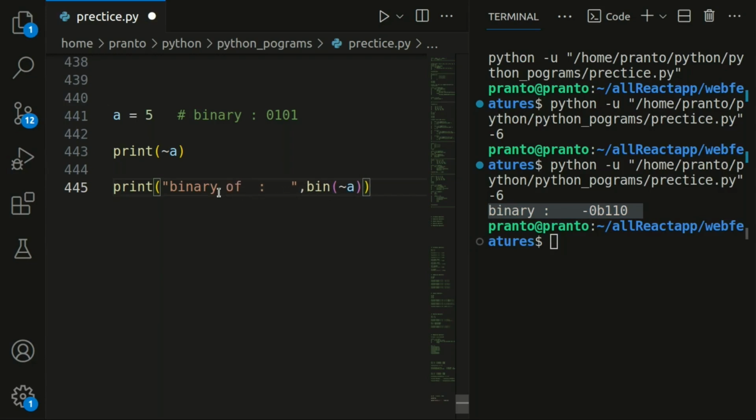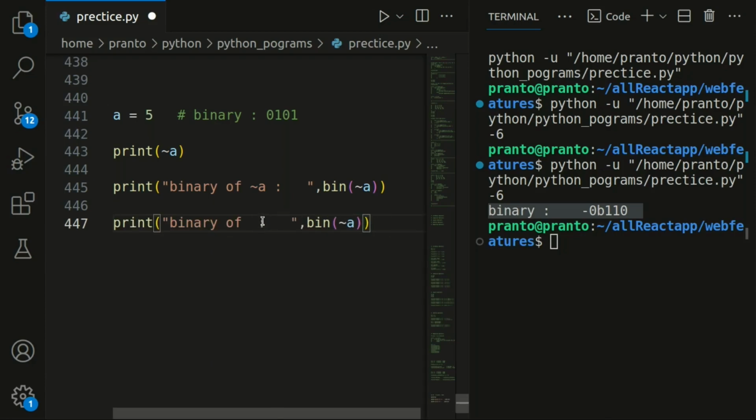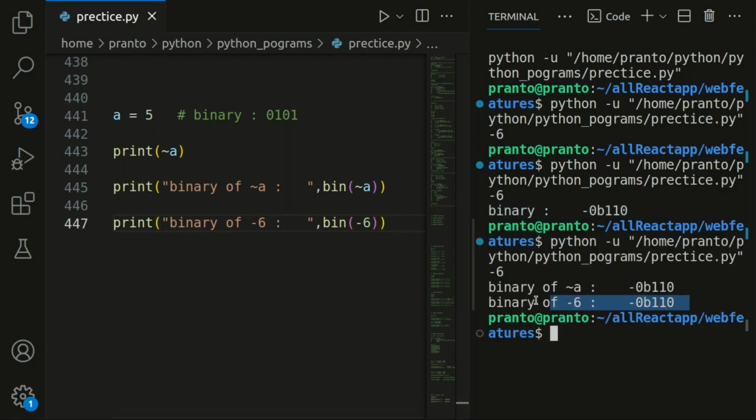Now check the binary value of -6. You can see clearly that the binary form of -6 and bitwise NOT A are the same. The result of the bitwise NOT operation on positive integer 5 is -6, which is the 2's complement representation of 5.